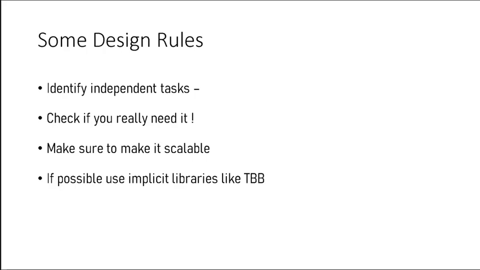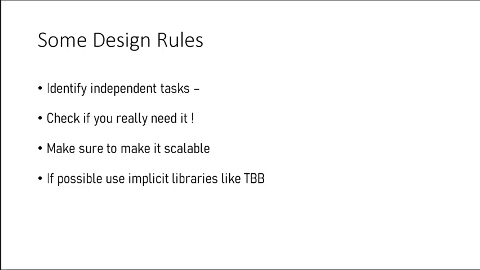There are some design rules. Identify independent tasks. Use multi-threading only with independent tasks. Otherwise, we'll run into racing situations. What do we mean by racing situations? Suppose there is thread A and thread B, and thread A requires some information from thread B, and thread B requires some information from thread A. Now they run into a situation where thread A is waiting for thread B to provide some input, but thread B is waiting for thread A to provide some input. That means both are now stuck and they are not going to perform the task. So this is a racing situation. So we should avoid that.